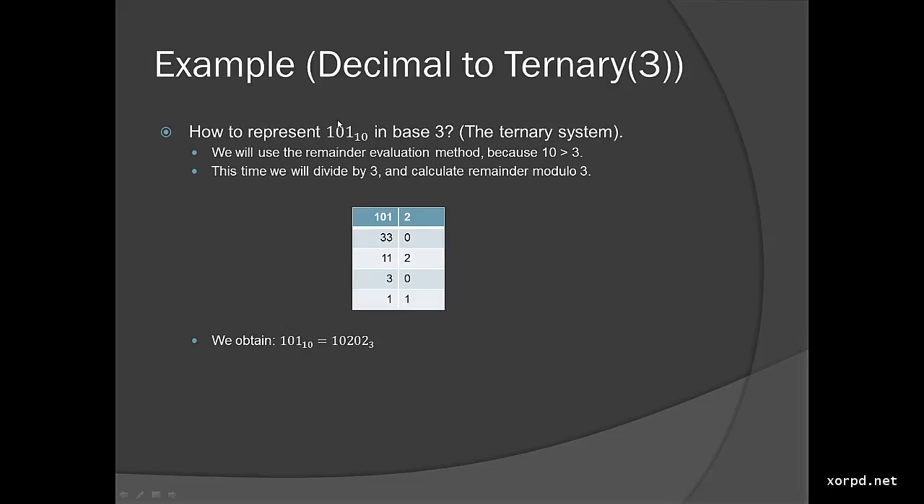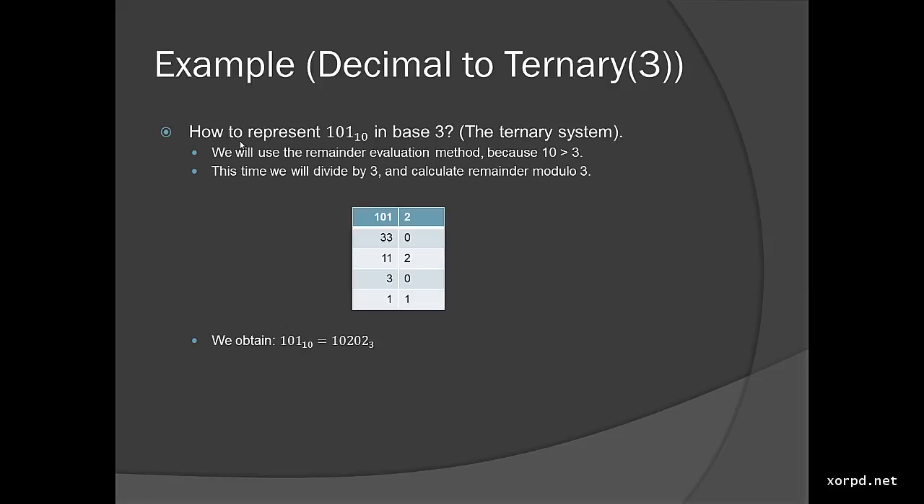We take the original number 101 in base 10 and we write it on the first row on the left, and then as usual we just divide every time. This time we are going to divide by 3. On the right column we are going to write the remainders, and the left column is going to contain the quotients. This time it might be a bit harder to divide by 3.